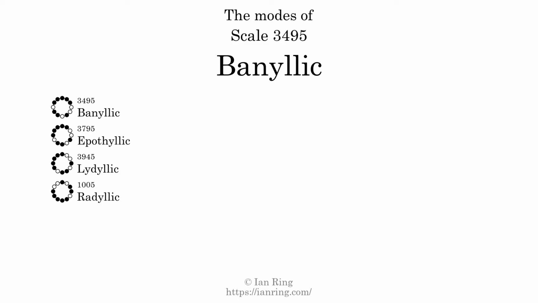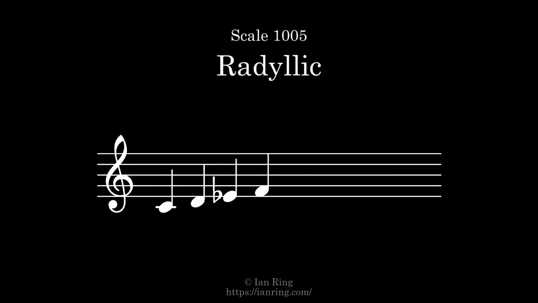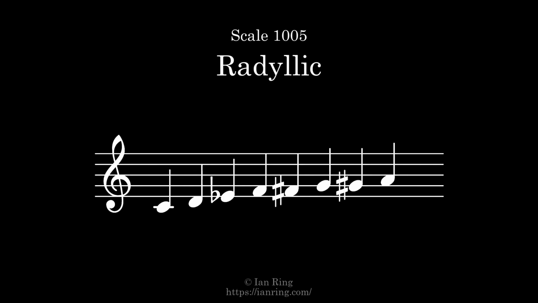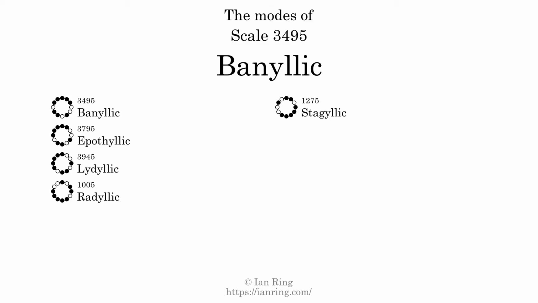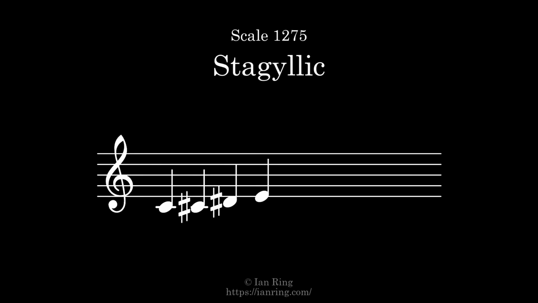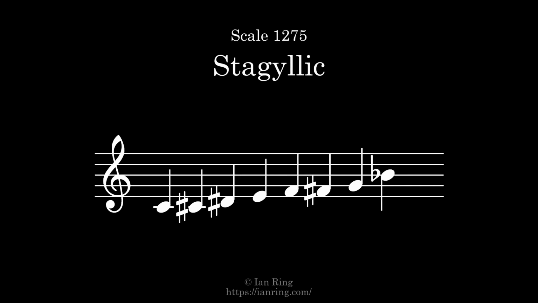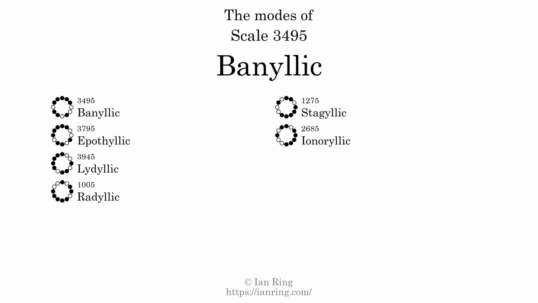The fourth mode is scale 1005, also known as ridilic. It sounds like this. The fifth mode is scale 1275, also known as stagilic. It sounds like this. The sixth mode is scale 2685, also known as anarilic. It sounds like this.